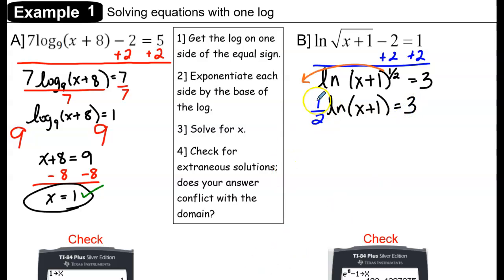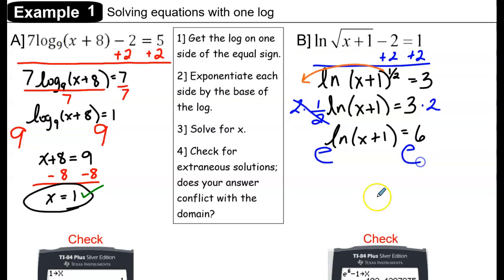And then I'm going to multiply both sides by 2 to isolate that natural log of the quantity x plus 1. And 3 times 2 equals 6. Okay, now we're ready to exponentiate each side by the base of the log. A natural log is a log base e. So I'm going to exponentiate using a base of e. Then the inverse property brings down the argument of that log, x plus 1, and then that's equal to e to the 6th power.